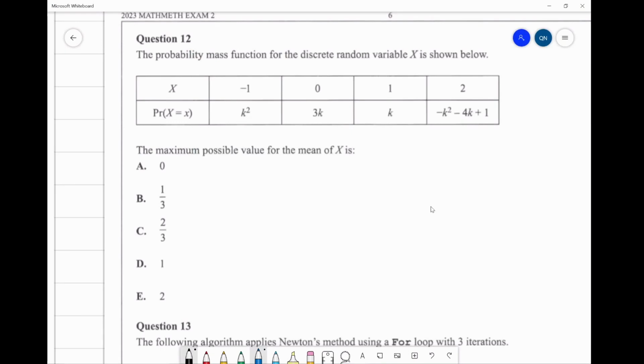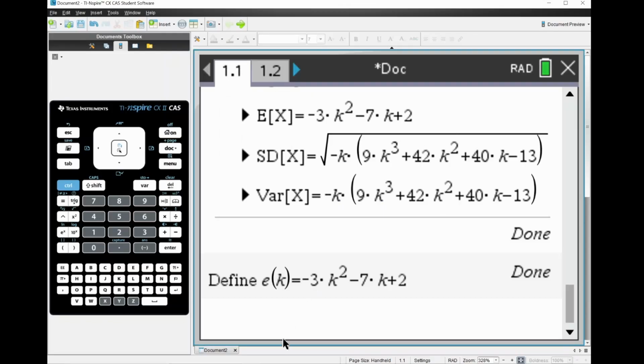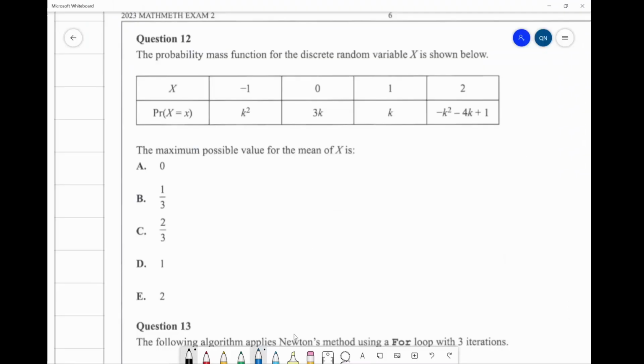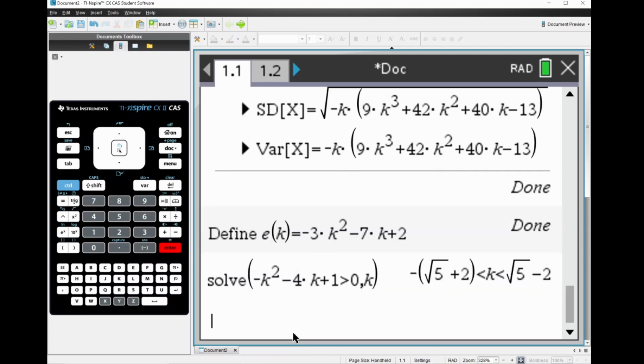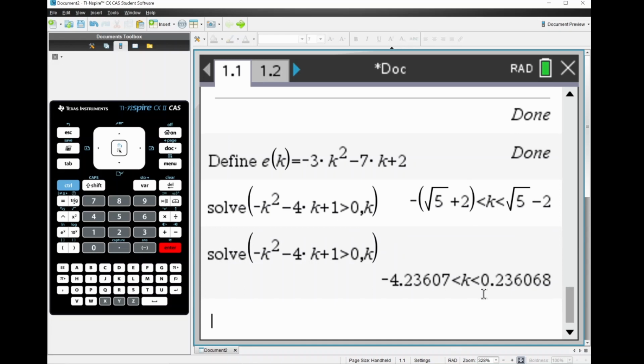Let's see. So k has to be greater than 0. I'm concerned about this part over here because we also want negative k squared minus 4k plus 1 to be greater than 0 because it's a probability. I want to find some kind of domain for k. So I'm going to solve minus k squared minus 4k plus 1 greater than 0 with respect to k. So we have k between these two values, so we have an upper bound for k. So we know k has to be between 0 and this number over here.